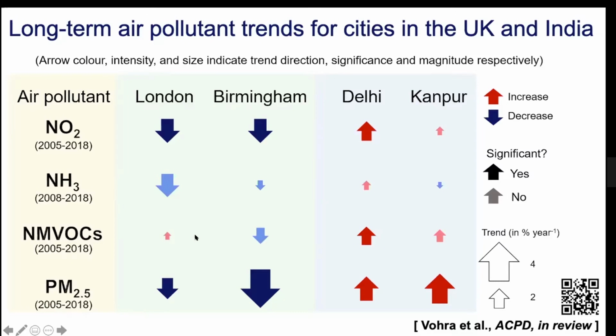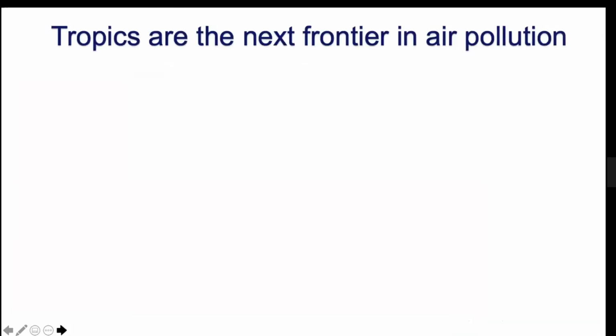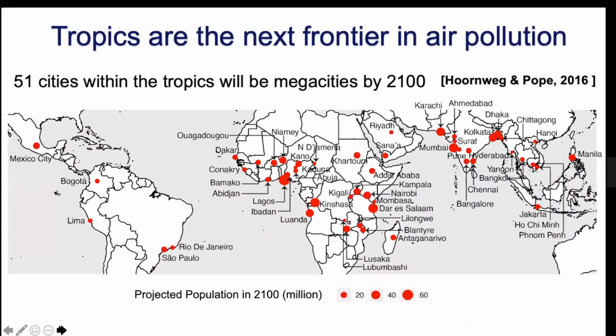Now, I thought of taking this work to the next level. These are just 4 cities that we looked into, but the next frontier in air pollution is the tropics. Currently, we have around 33 megacities in the world, and the population has been increasing, and it is estimated, according to a 2016 study, that there will be 51 cities within the tropics by 2100.